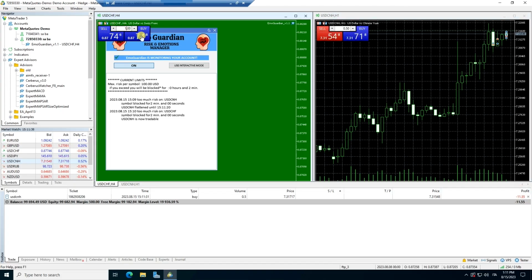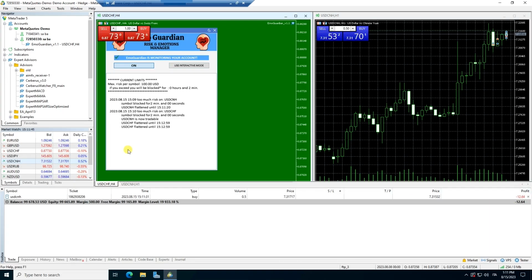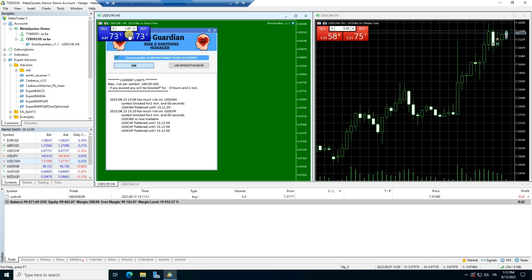On the other hand, if I try to trade the USD Swiss franc, I should be blocked. You see, the USD franc is blocked until 3 p.m. 12 minutes and 59 seconds. You see, so this is basically how this parameter works. And I think this is very, very important, because very often we lose a lot of money trading because we take too much risk on one single position. We average down, and by blocking that position for some minutes, we avoid compulsive behaviors.